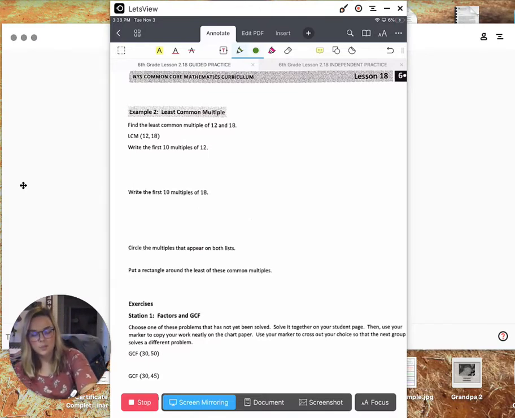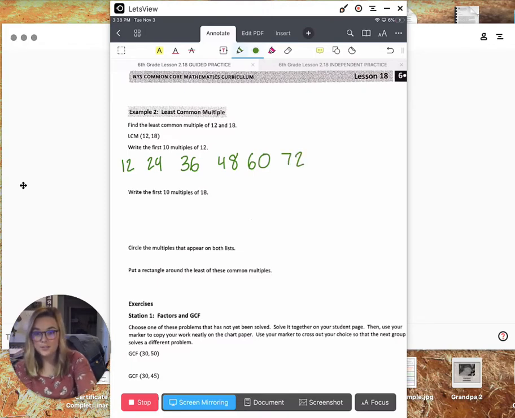Let's start with 12. 12 times 1 is 12. 12 times 2 is 24. 12 times 3 is 36. 12 times 4 is 48. 12 times 5 is 60. 12 times 6 is 72. And that's where we're going to stop.